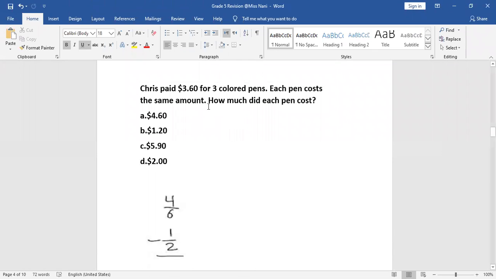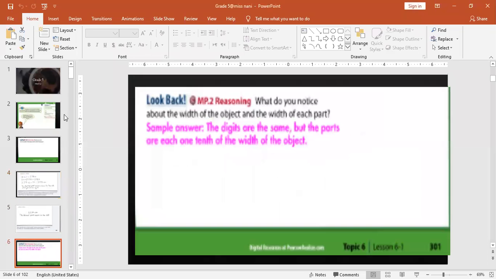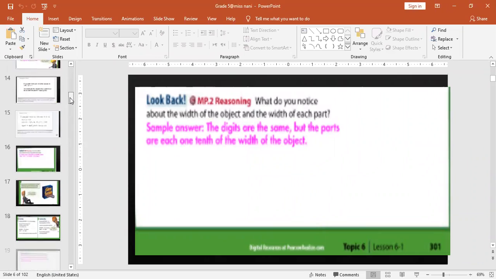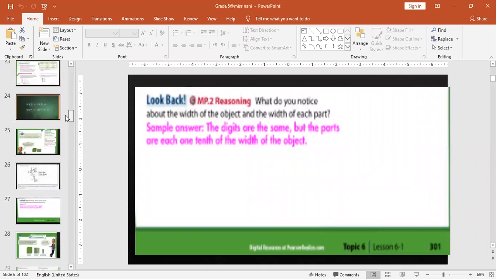Chris paid $3.60 for 3 colored pens. Each pen cost the same amount. How much did each pen cost? So he paid that whole amount, and I will divide it by the 3 colored pens that he bought, and it will give me $1.20. And how we did it, I will show you. It's also in the revision.